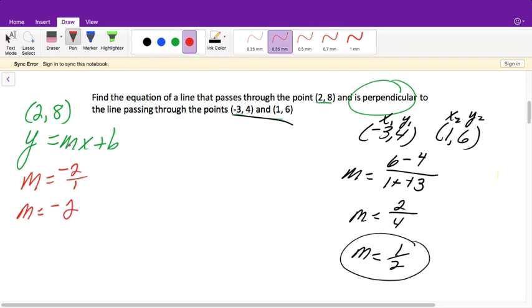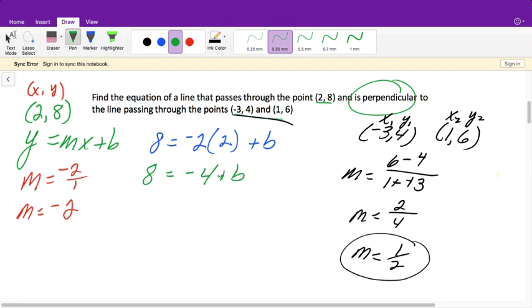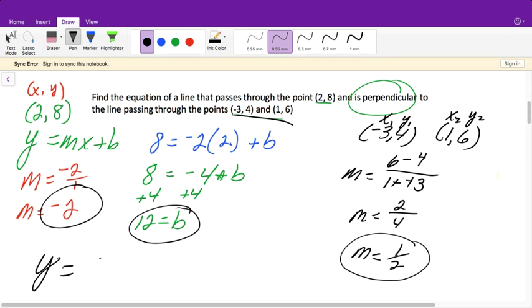So I know that my slope is -2, and it passes through x, y of 2, 8. So now I can plug it in. 8 is equal to, my slope is -2 times my x, which is 2, plus b. So 8 is equal to -4 plus b. I will add over this 4 to isolate my b, so 12 is equal to b. And now I can plug it in. I knew that my slope is -2, my b is 12, so y is equal to -2x plus 12.